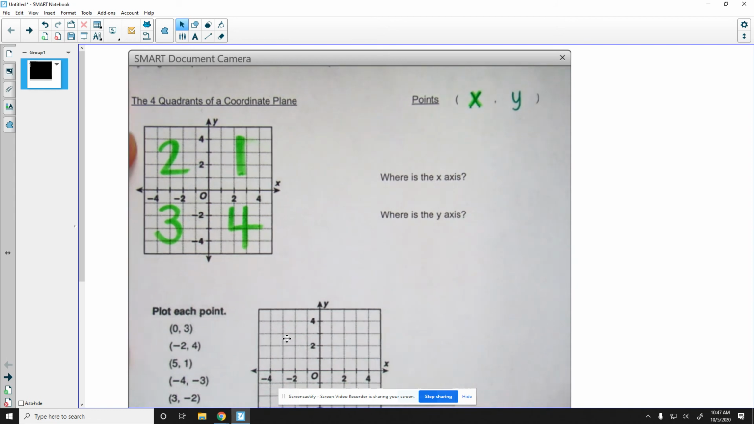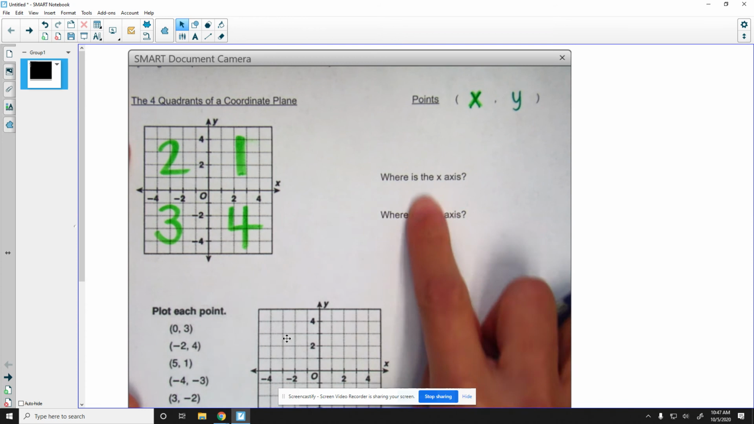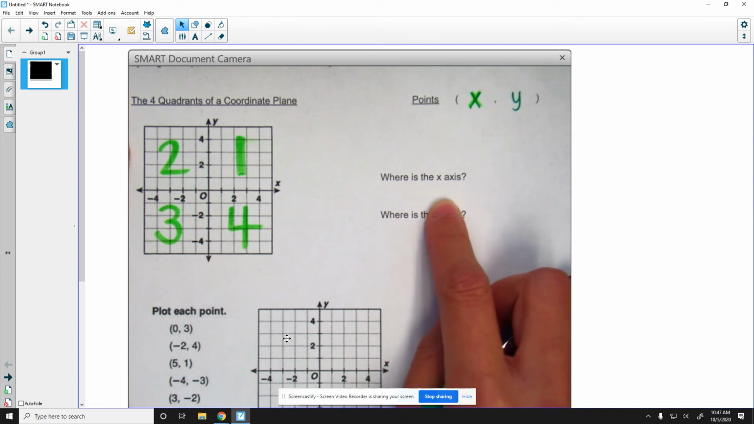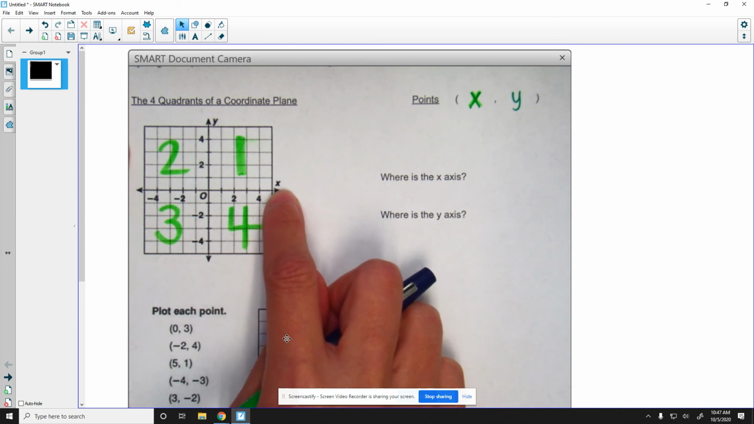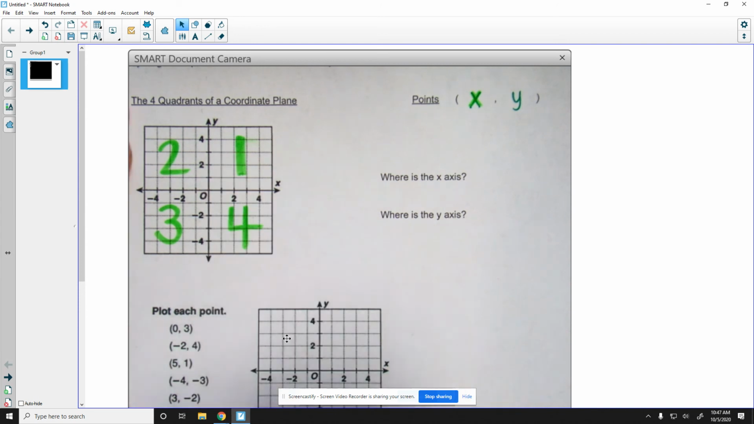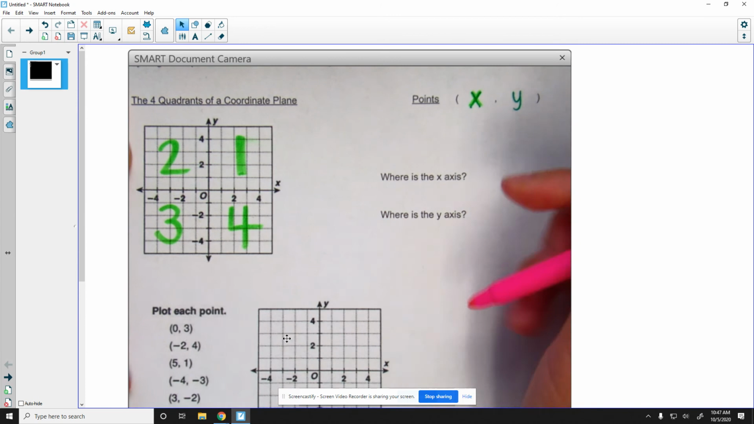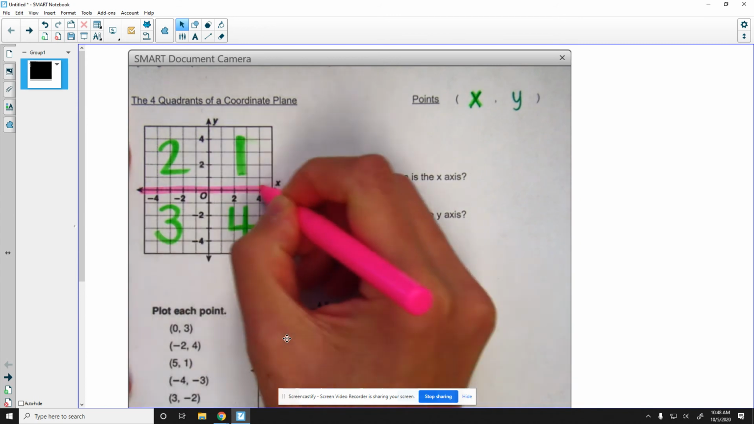Okay, so you're writing this down right now, or you're taking notes on Cami with us, split screen, however you need to, online kids. And then the last thing you need to know is where the x and the y axis are. Sometimes you get lucky enough and your coordinate plane labels the x and the y, but I want to tell you right now, the x-axis is this one.